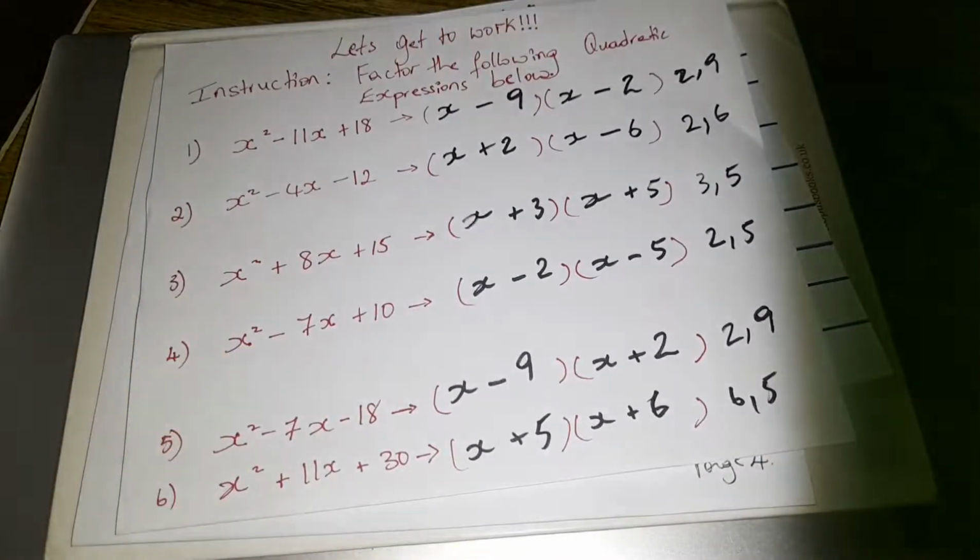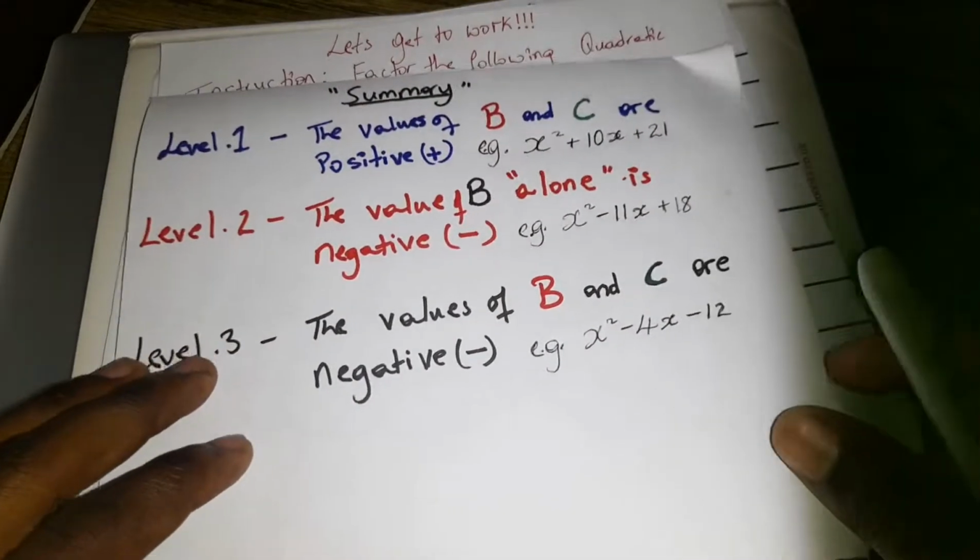So this is so easy when you place them in levels with this strategy that I've just given you. As of now, you're not supposed to get any of them wrong. Identify the level first. Let me show you again. Go back to your summary.